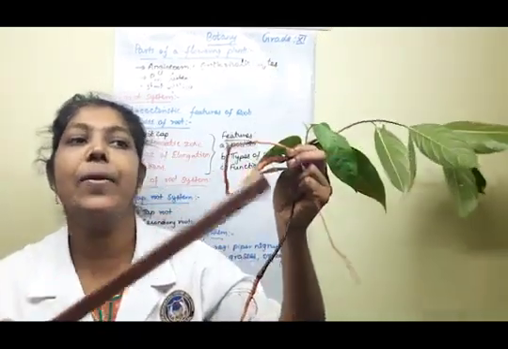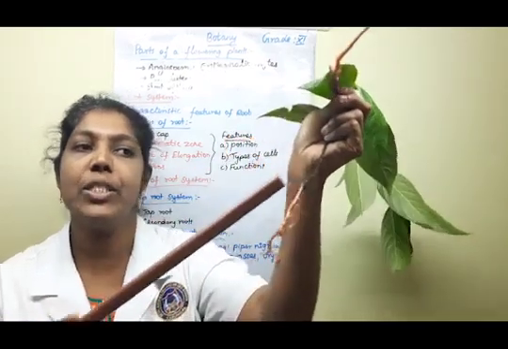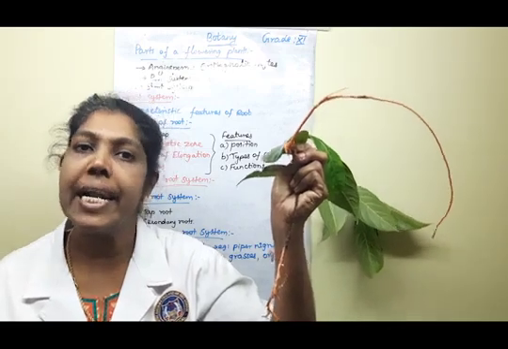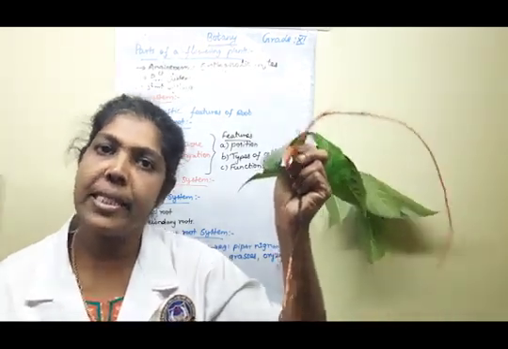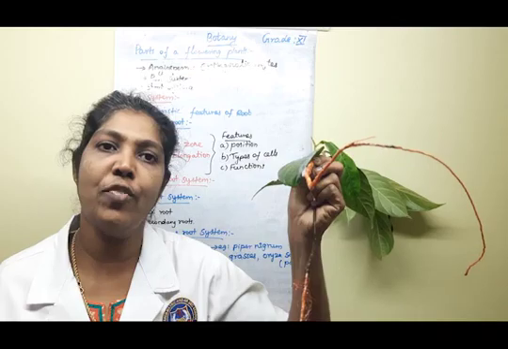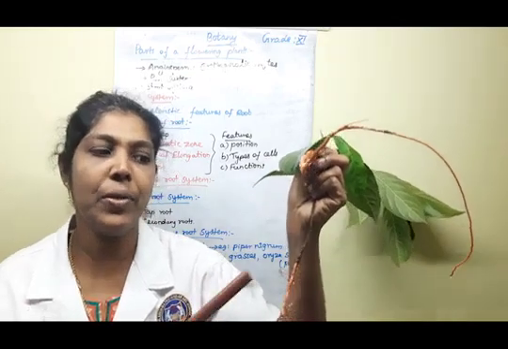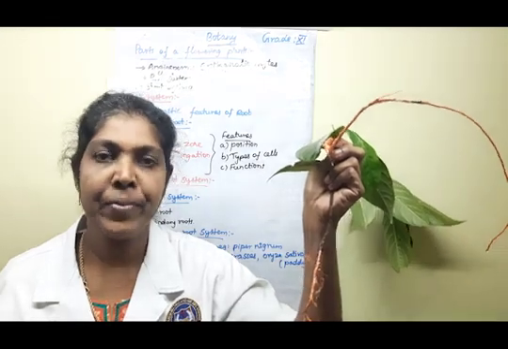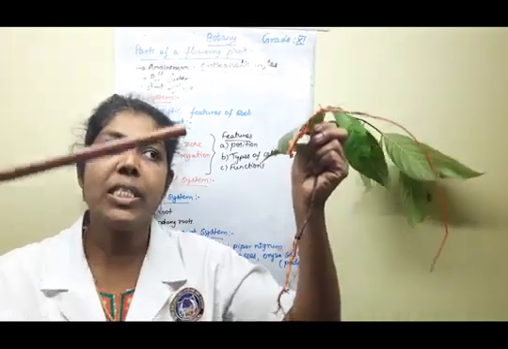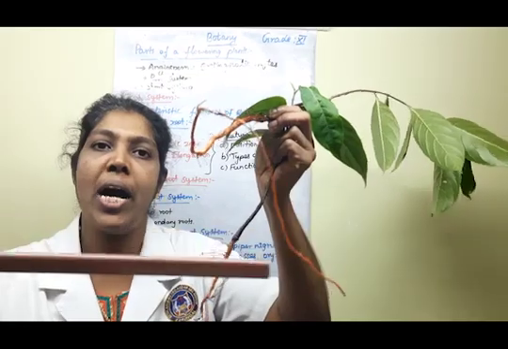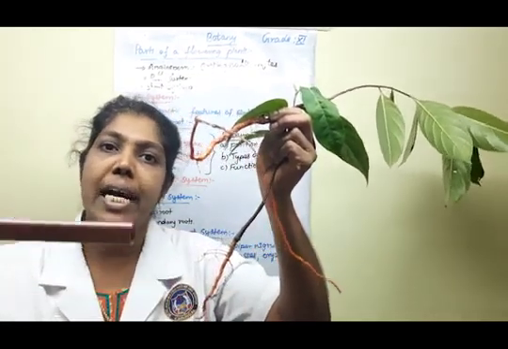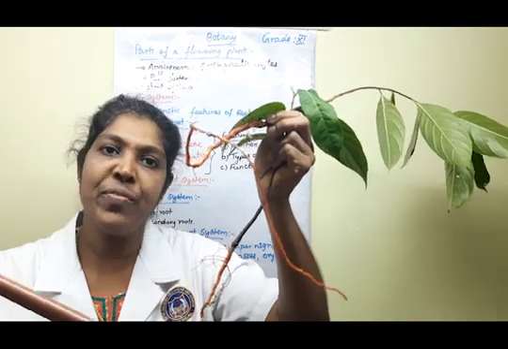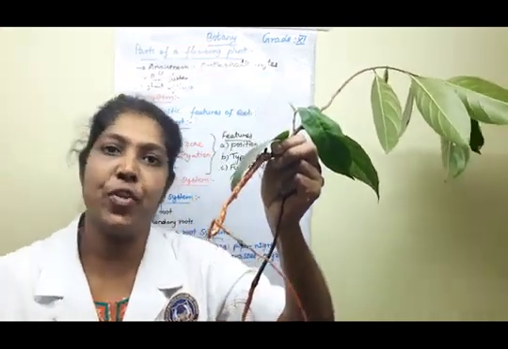So the root is non-green in color. Clear? There is no chlorophyll, a lack of chlorophyll component, so it is not green in color. Clear? Understood? Then what is the nature of this root part? The root grows positively geotropic and negatively phototropic in nature.